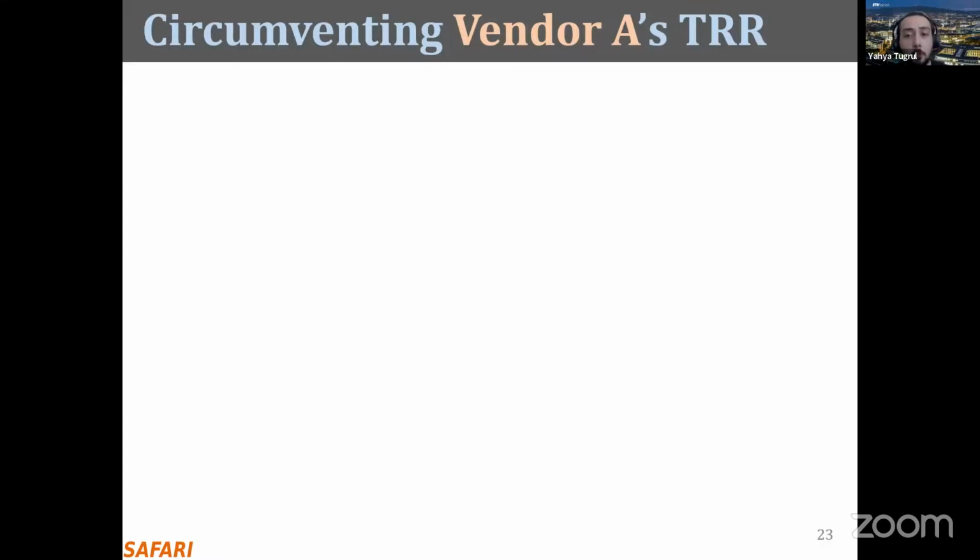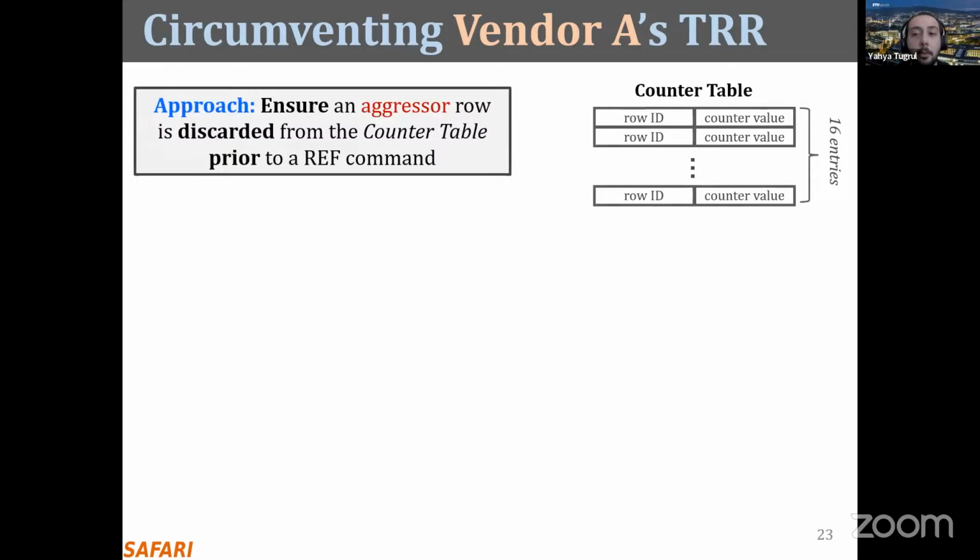Our approach to crafting a RowHammer access pattern is to aim for having the attacked aggressor row discarded from the counter table before the DRAM refresh command. With this, our goal is for TRF1 and TRF2 to pick any row from the counter table which only consists of dummy rows. So for this, we craft the following access pattern.